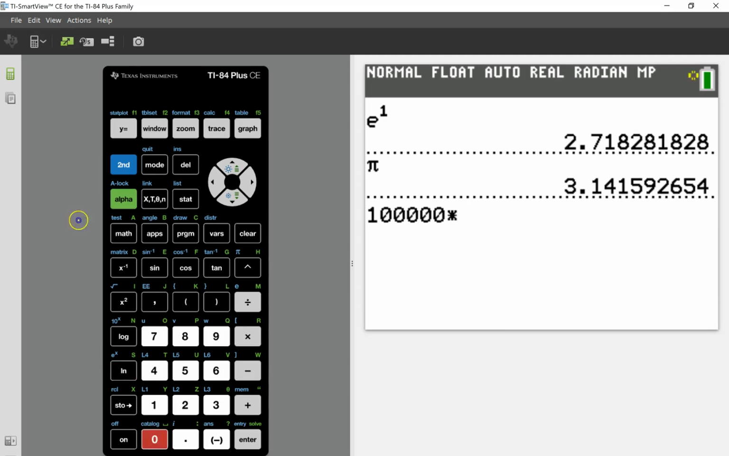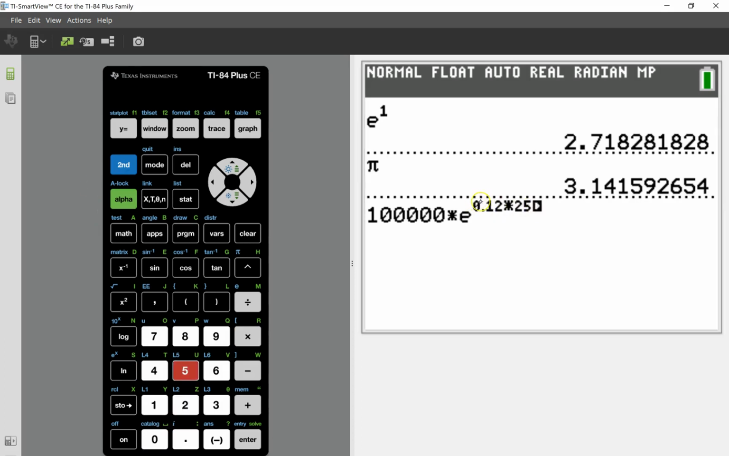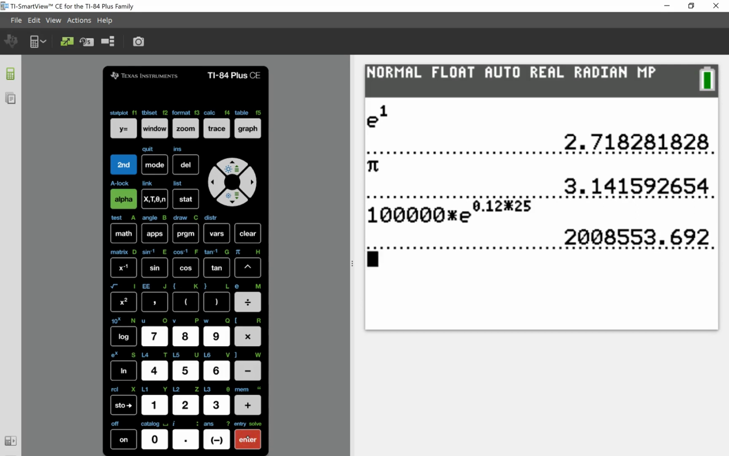So I will punch in the 0.12. And again, that's multiplied by 25. Notice the exponents are both in the exponent position. If you forget, or if you have the older version and you don't make sure that you have a full exponent, 0.12 times 25, you will end up with a different answer. So we press enter and we get ourselves an answer. We have to understand what that really means. That's quite a bit of money.